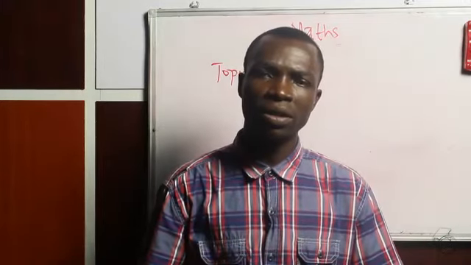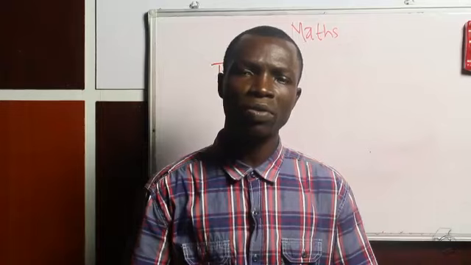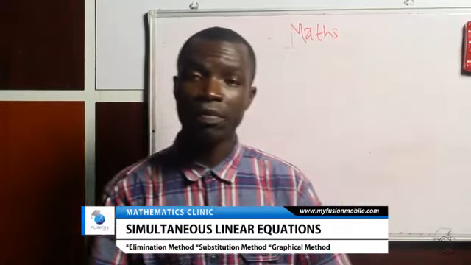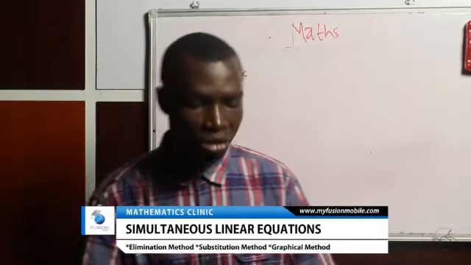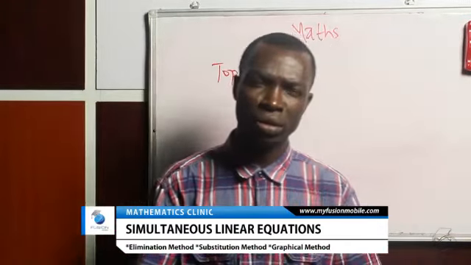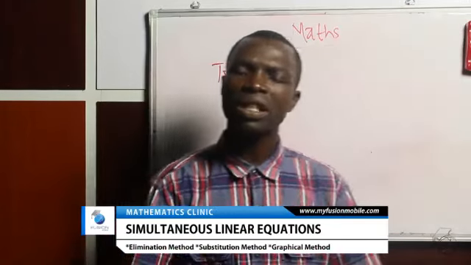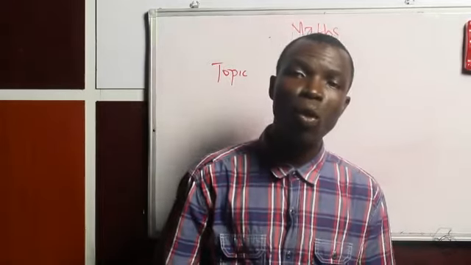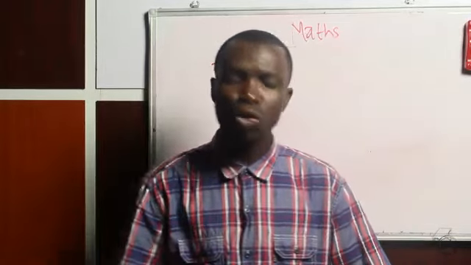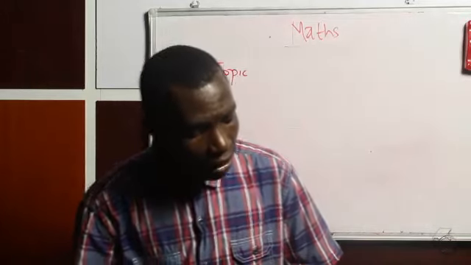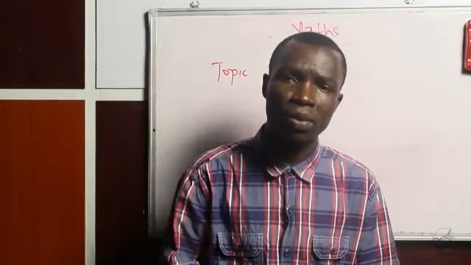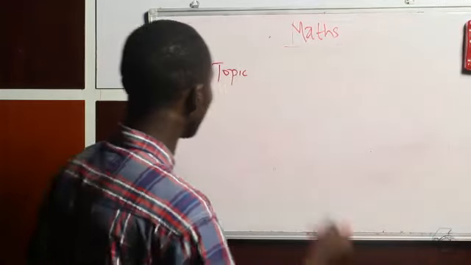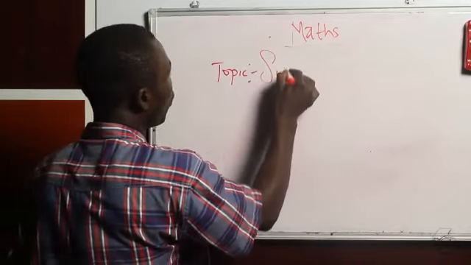The subject before us today is mathematics, and the topic we are going to be dealing with is simultaneous linear equations. Many of us have heard about simultaneous equations, simultaneous linear equations. What is a simultaneous equation? A simultaneous equation is the combination of two or more unknown variables to be solved at the same time, and the values of these unknown variables satisfy the equations.